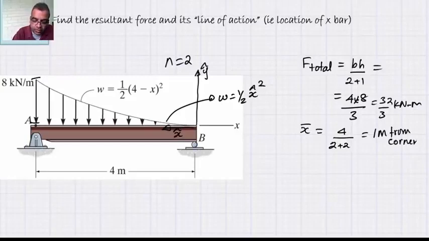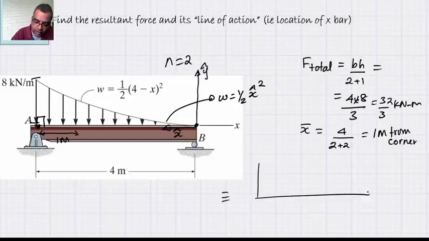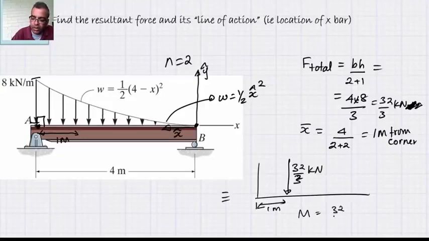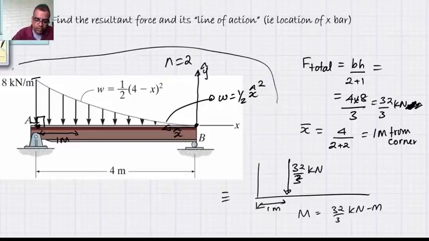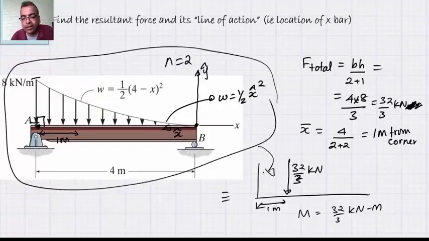Where's the corner? This is not the corner. This is the right angle corner. Can you see that? So I got to go 1 meter from there. Hey, that was very nice. So I can replace this whole thing with a single force of magnitude 32 over 3 kilonewtons, not kilonewton meters, at a distance of 1 meter, so that the total moment will be 32 over 3 kilonewton meters. So I took this whole thing and I replaced it with a single one like that.